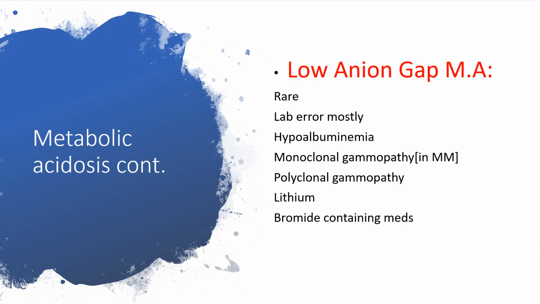Low anion gap metabolic acidosis is rare. As a matter of fact, most hospitals will query the laboratory technologist when the outcome of the lab investigation is pointing towards that. So most of the time it is as a result of lab error. But it is found in hypoalbuminemia, also in monoclonal gammopathy, in multiple myeloma, polyclonal gammopathy, lithium or bromide containing medications.